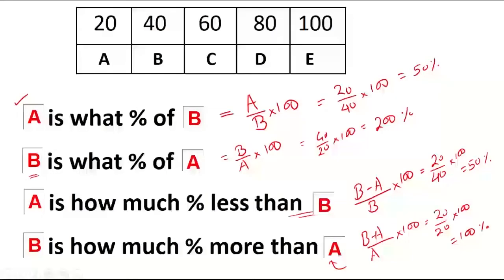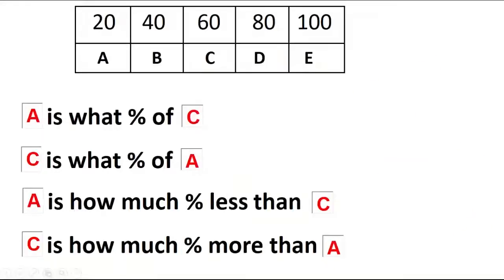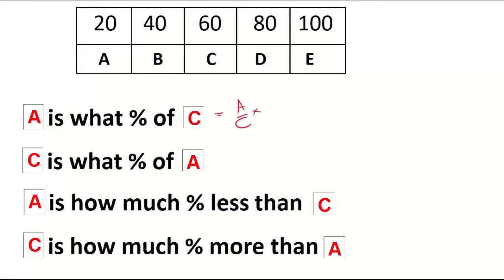So let's take a few more examples to clear the doubts. But I want you to pause the video and solve these questions before me. A is what percent of C? C is what percent of A? A is how much percent less than C? So it's C minus A divided by C into 100. C is how much percent more than A? So it has to be C minus A divided by A into 100. So I hope you are clear with the formula.